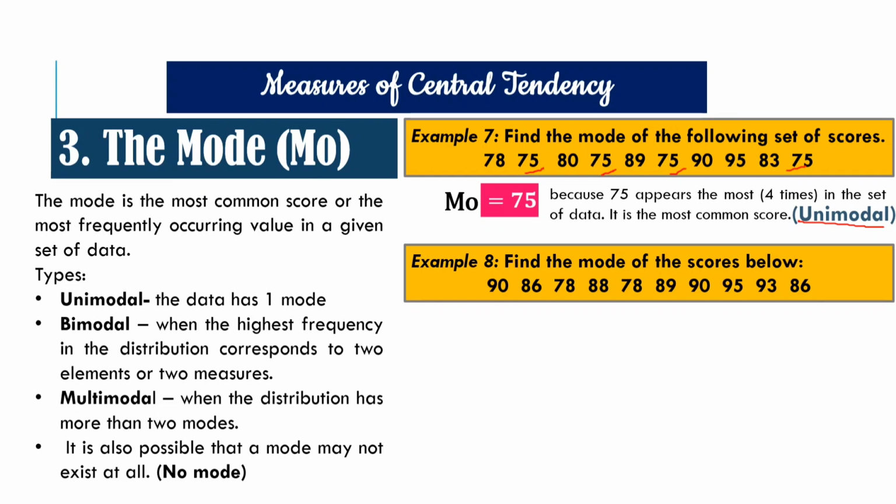Example 8, find the mode of the scores below. Here are the scores, and in this case it has three modes, which are 78, 86, and 90.